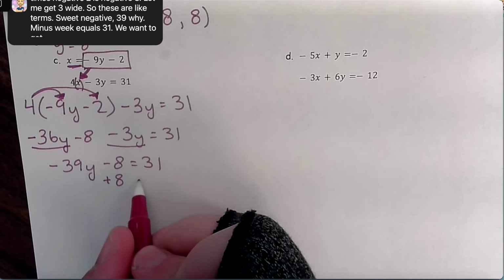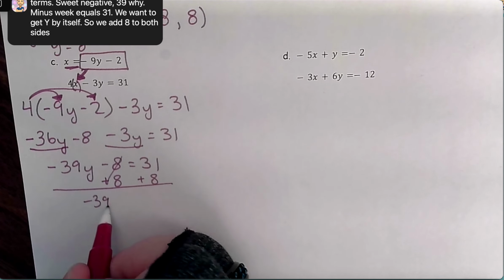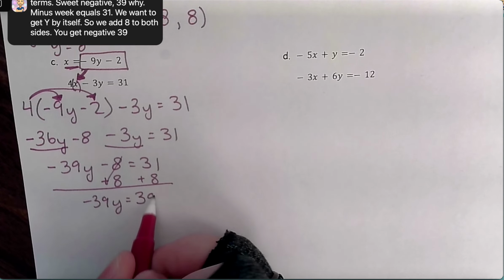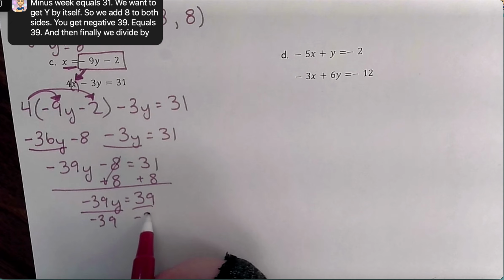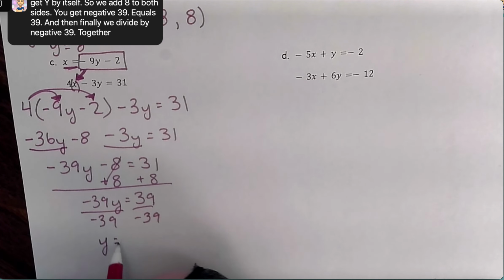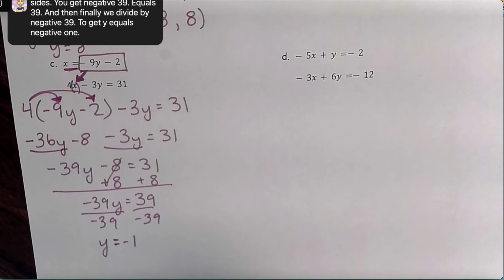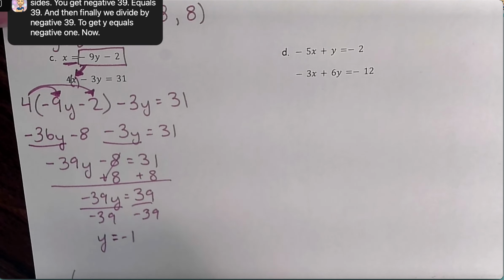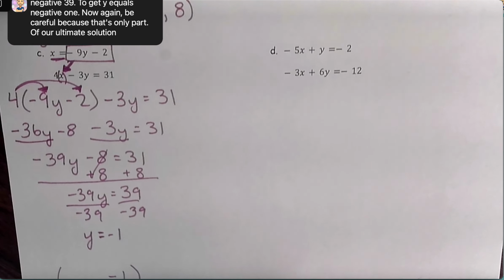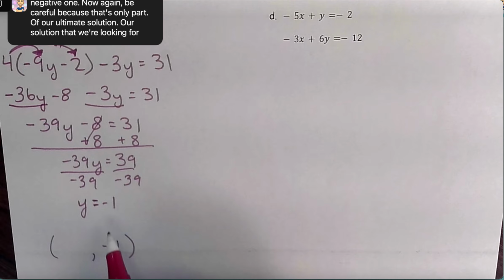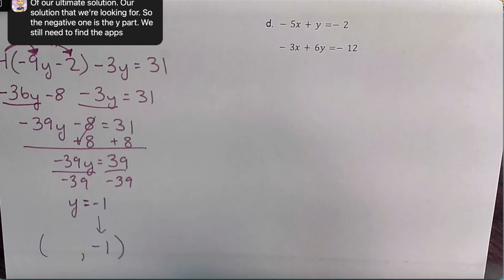We want to get y by itself, so we add 8 to both sides. We get negative 39y equals 39. And then finally we divide by negative 39 to get y equals negative 1. Now again, be careful because that's only part of our ultimate solution, our solution that we're looking for. So negative 1 is the y part, we still need to find the x part.